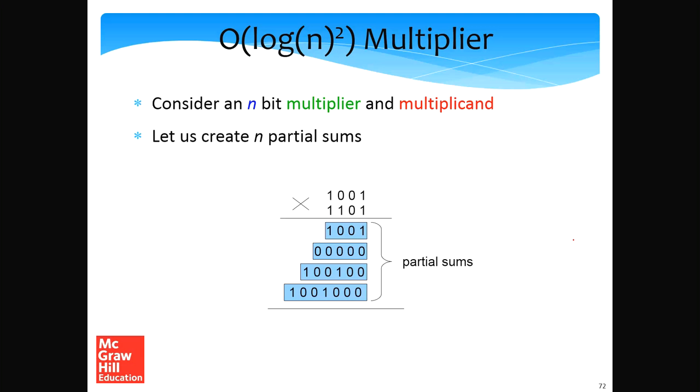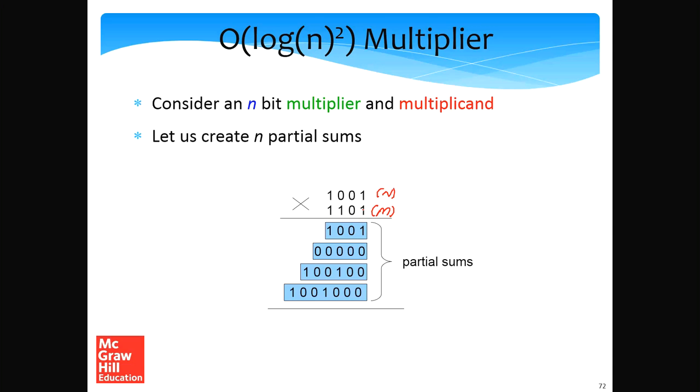Welcome back. Let's take a look at faster multipliers, namely an order log n square multiplier. So this is fairly simple to construct. Let's consider an n-bit multiplier and an n-bit multiplicand. If we write the multiplier and the multiplicand, multiplier here and the multiplicand here, what we can do is construct small n partial sums. Constructing each partial sum is very simple, and it can also be done in parallel.